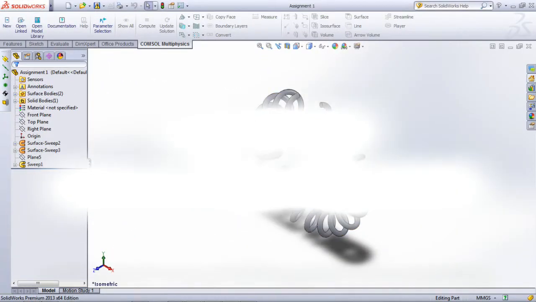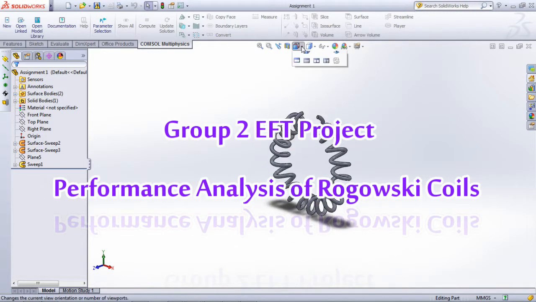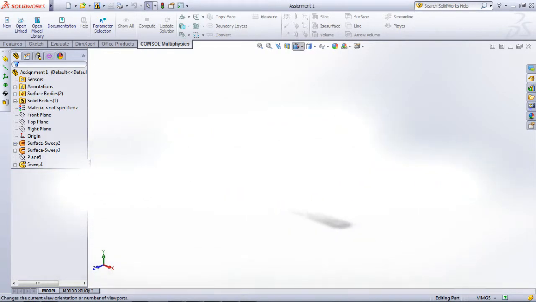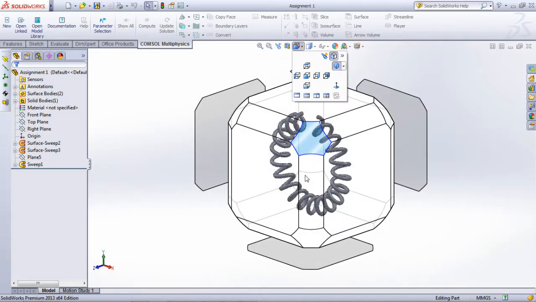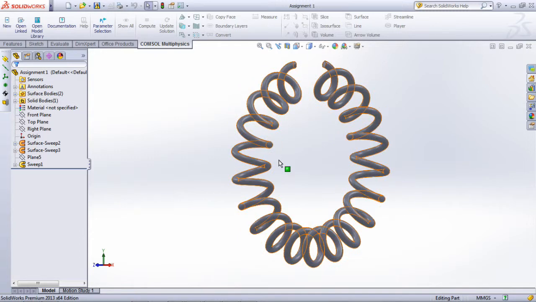Good day. My name is Dale Prasad, and today I am going to present the work which was done by my group for their electromagnetic field theory group project. The objective of our project was to determine the performance difference between two types of Rogowski coils.